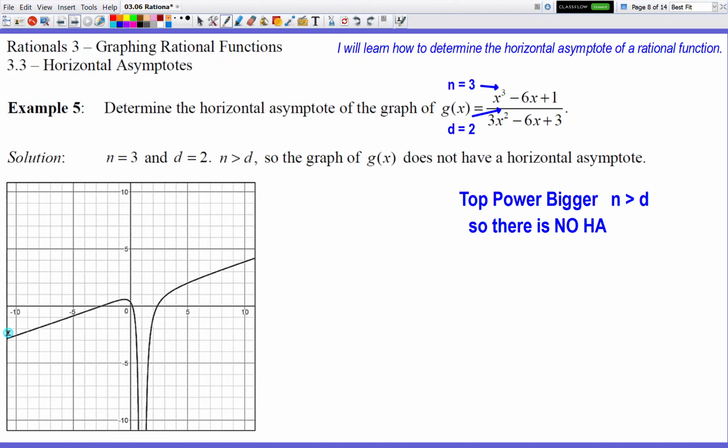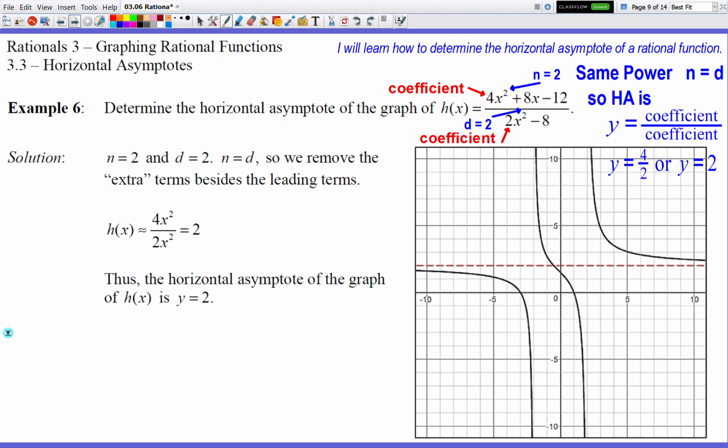Okay? Alright, so now, still, we don't have a live problem yet. Okay, so top power is 3, bottom power is 2. It categorizes itself into top power bigger, because 3 is bigger than 2. So there's no horizontal asymptote. Alright? And I think there's an example 6. Watch, there's going to be a problem. Oh, you know, it's example 6.